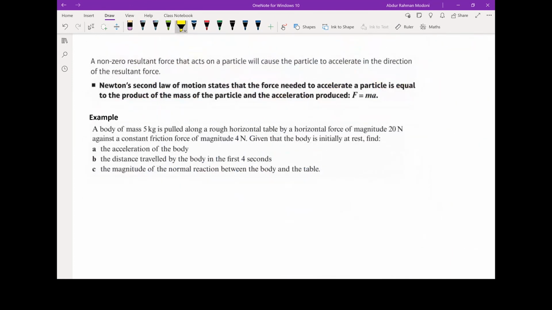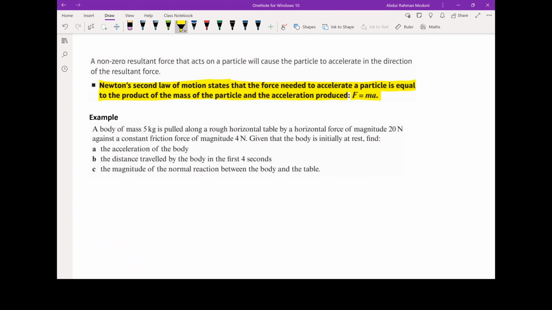Now, where we have a resultant force which is not 0, then the particle will accelerate in that direction, as we've said. We can then find this acceleration using Newton's second law. Newton's second law of motion states that the force needed to accelerate a particle is equal to the product of the mass of the particle and the acceleration produced, i.e. F equals ma. Note here that the F in Newton's second law is the resultant force, not a singular force. It's the summation of all the forces, the net force, the resultant force.